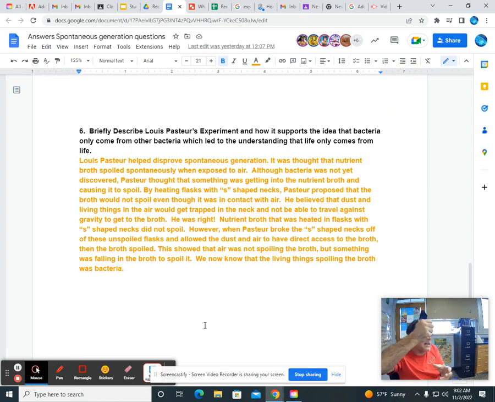He then broke the S-shaped neck off the flask, and so allowed the flask to be open to things directly falling into it. And every time he did that, within a couple of days, the nutrient broth spoiled. So again, Louis Pasteur showed us that living things come from other living things, not from inanimate objects or things that are not alive. So that's a summary for the Francesco Redi and Louis Pasteur experiments.